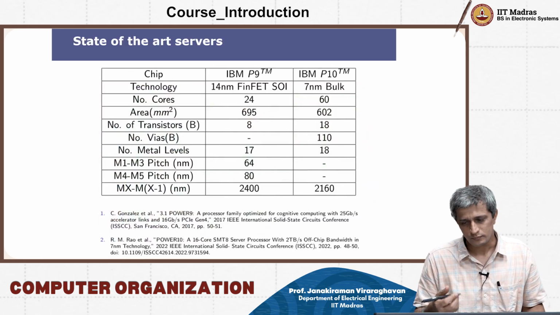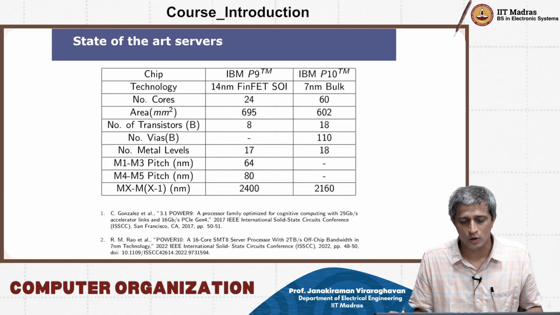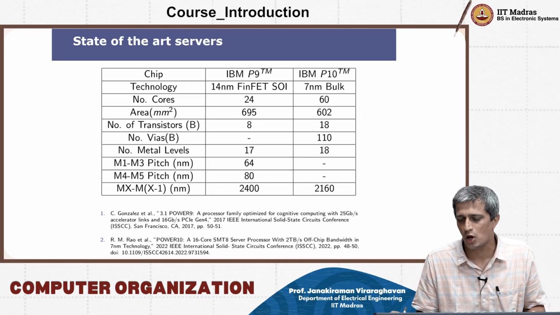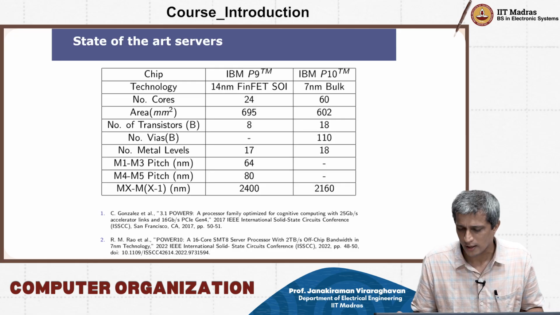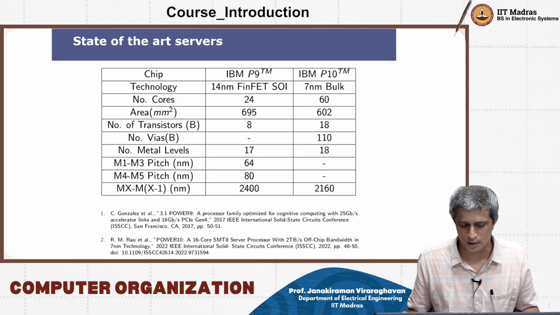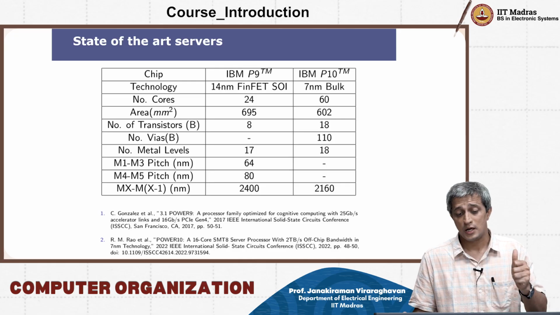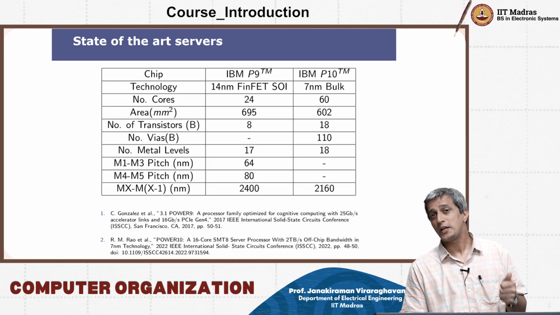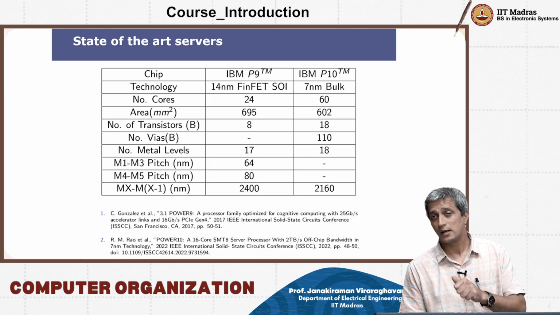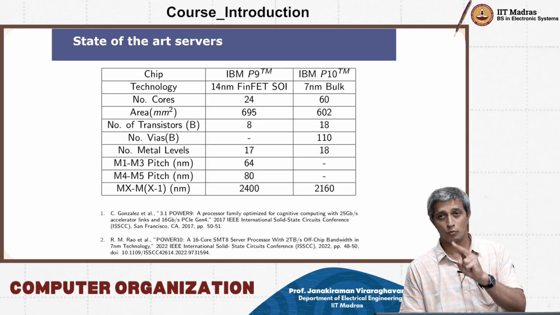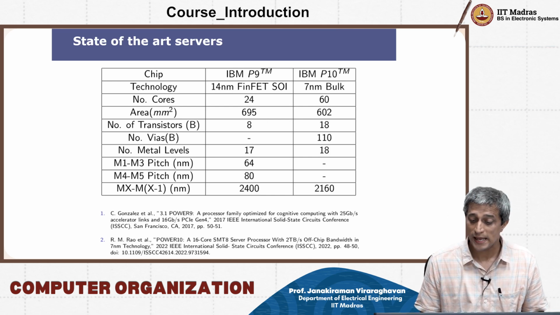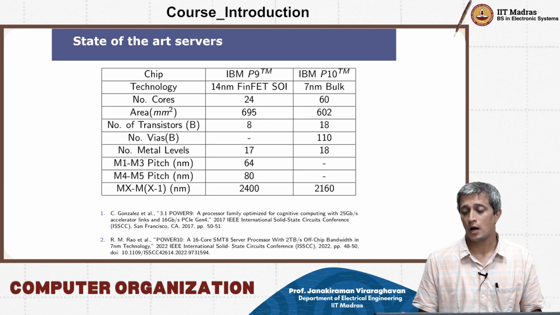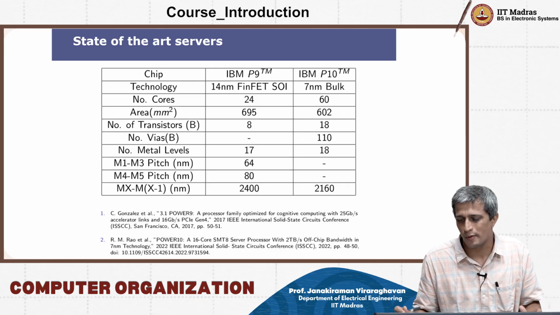So state of the art servers, how do they look? The technology in which the P9 was built is 14 nanometer FinFET SOI technology. P10 was built in 7 nanometer bulk technology. Let's not worry about those terminologies here. Number of cores in P9 was 24. Number of cores in P10 jumped up to 60. You have almost a 2x increase in number of cores. Area was 695 mm square. That came down to 602 mm square.